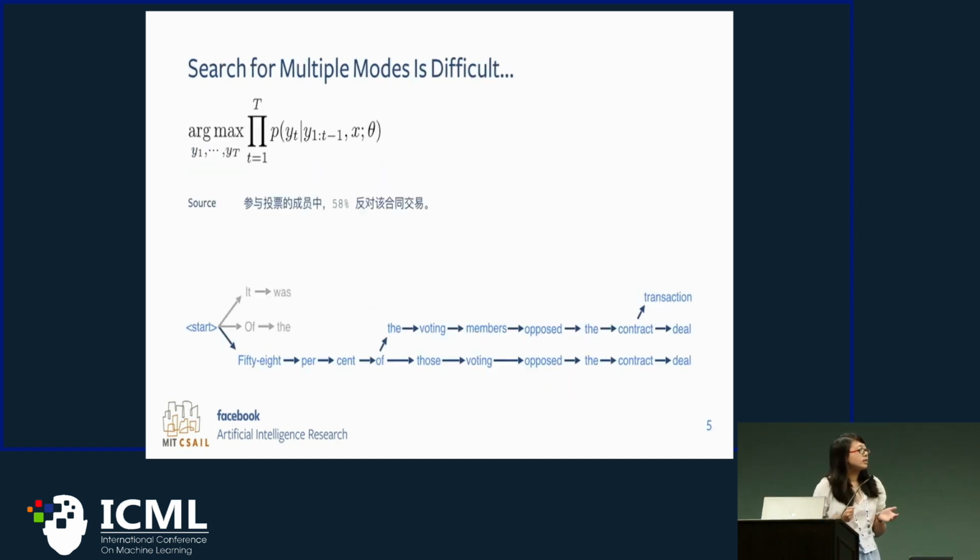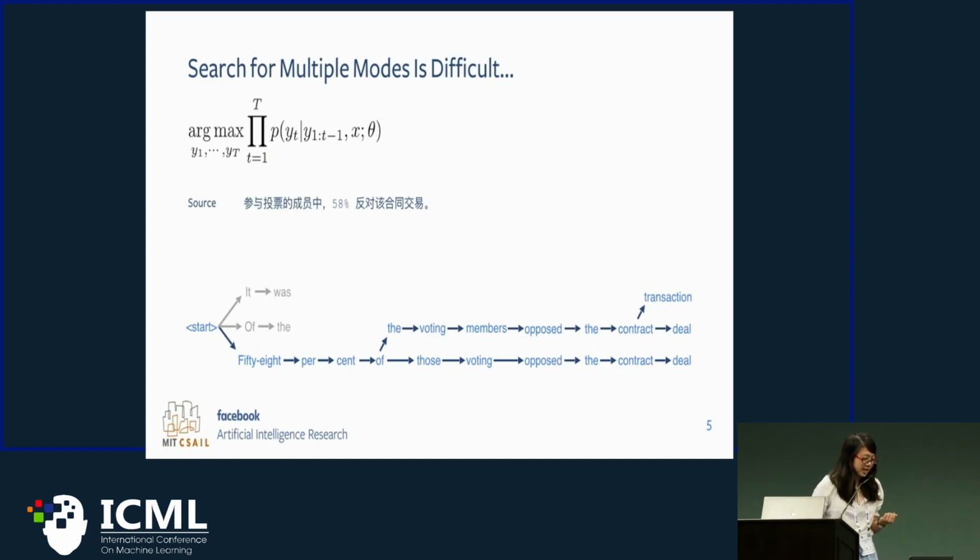Although this autoregressive factorization in principle can model any joint distribution, it also brings in challenges at inference time to search for the most likely sequences of Y. A commonly used decoding algorithm is beam search, which decodes a sequence left to right and maintains the k-best hypotheses at each step. Here's an example translation from Chinese to English.